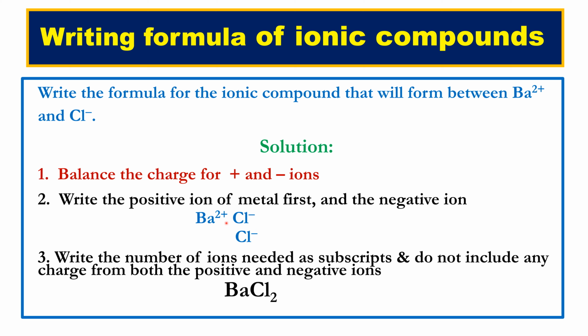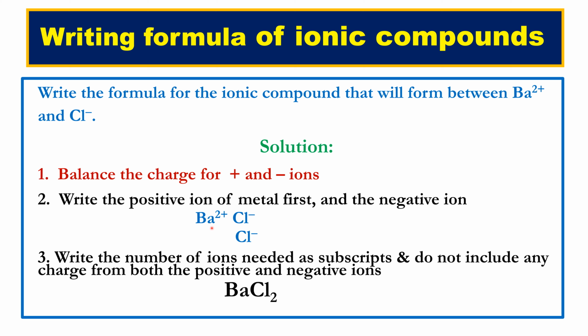So because barium has 2 plus charge, we need 2 chloride ions to balance it. That's why we wrote another chloride ion. So in this way, 2 plus and 2 minus will cancel out. So the last thing you then do is to write the number of ions needed as subscripts, and do not include any charge from both the positive and negative ions. So you write the number of ions needed as subscripts.